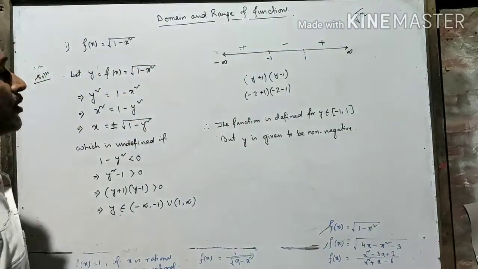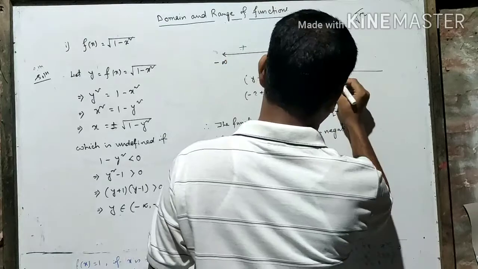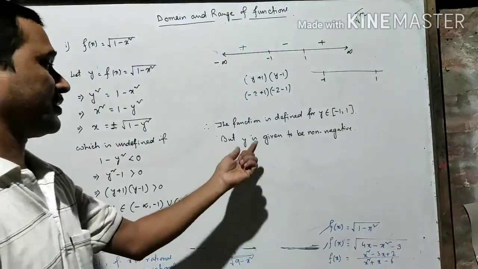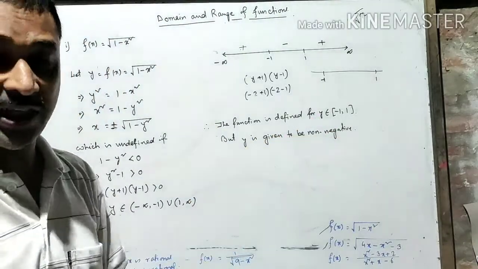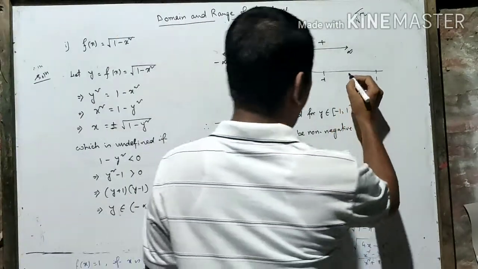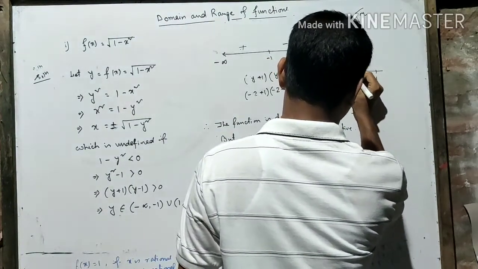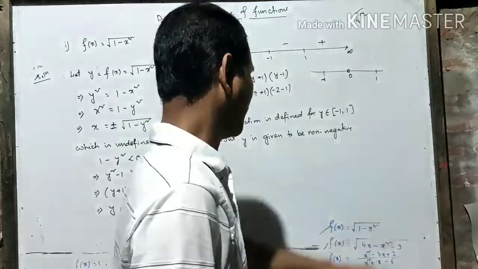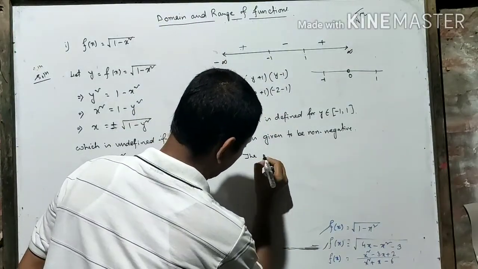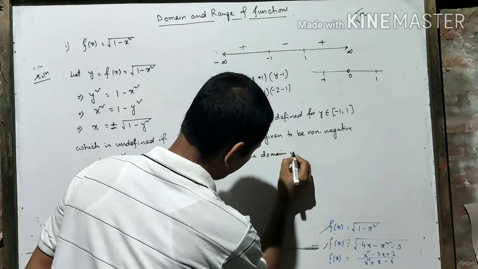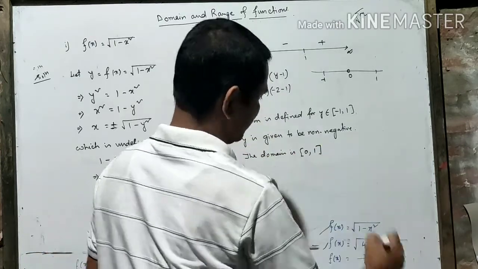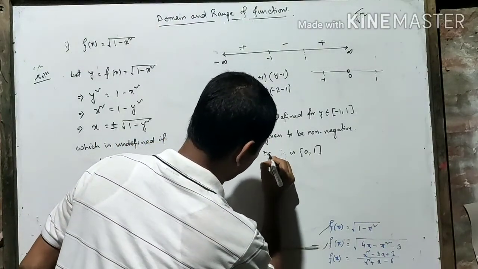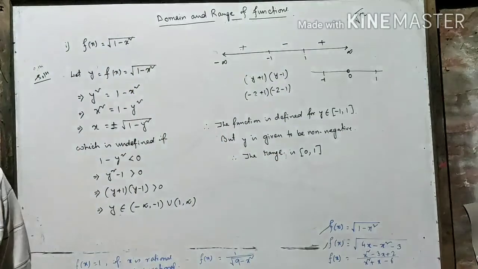So where is the non-negative part? We have got minus 1 to plus 1 as the solution. But y is given to be non-negative. That means y cannot be negative. So we have to leave the negative part, up to 0, before touching y. Y is negative here. So what remains? 0 to 1. Therefore the domain is closed 0 to 1. Sorry, not domain, this is the range. Therefore the range is closed 0 to 1.